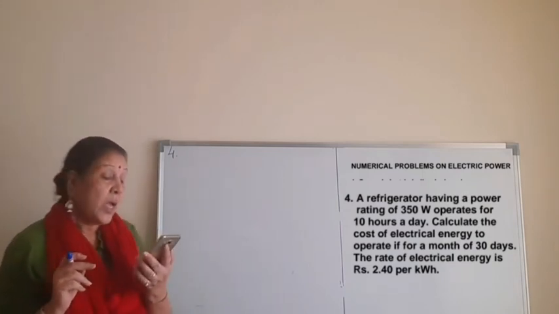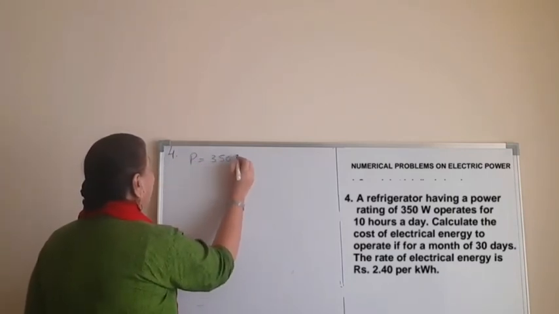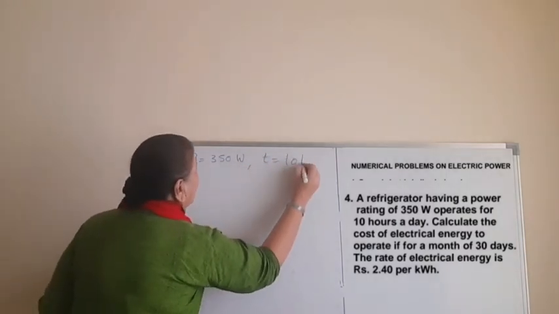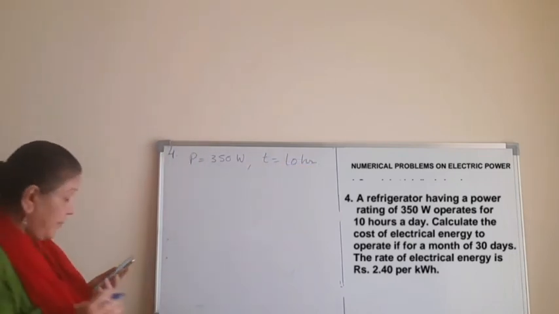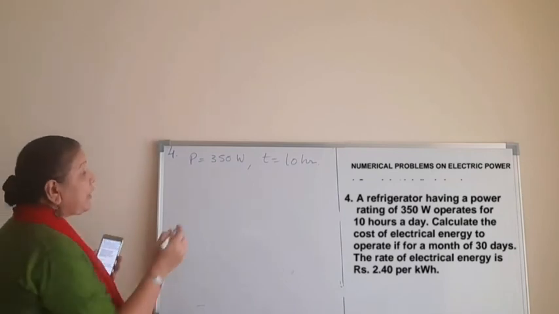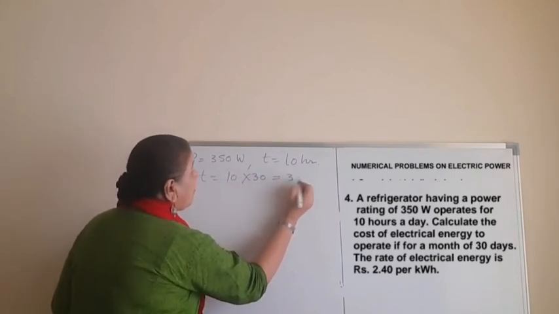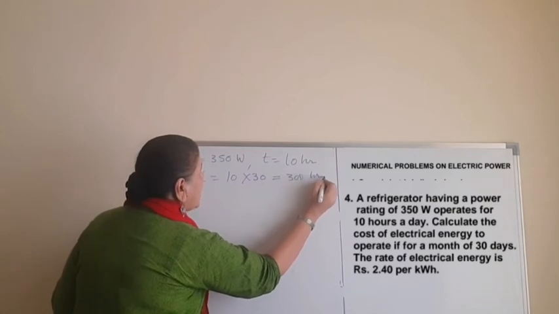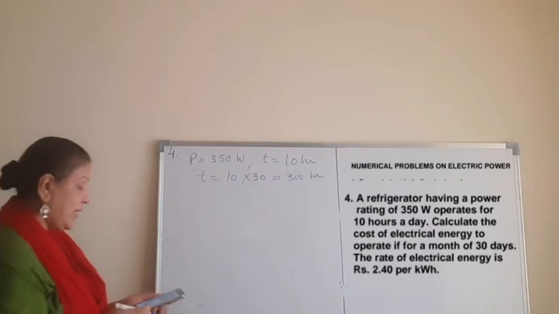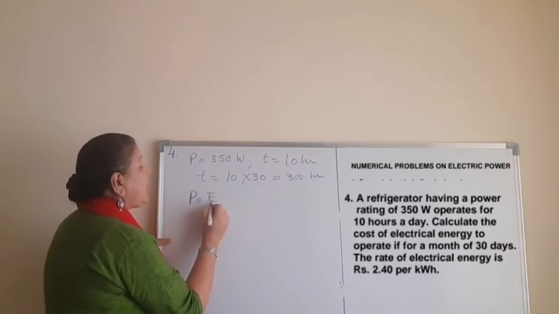So, having a power rating of 350 watt, P is given to you as 350 watt. Operates for 10 hours a day, so T is equal to 10 hours, no need of changing it. Calculate the cost for a month of 30 days. So T will be equal to 10 into 30, because days are 30, so we have 300 hours. You have to find the electrical energy and then the cost for 30 days.